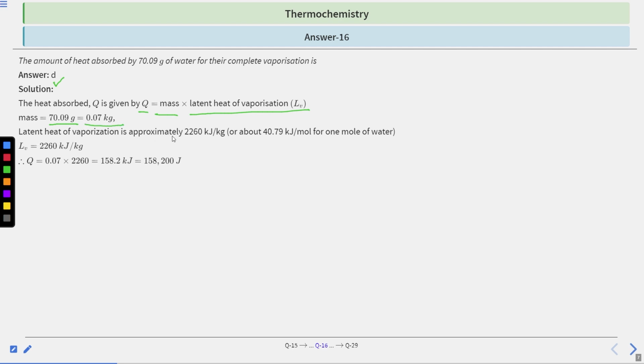The latent heat of vaporization is approximately 2260 kilojoule per kg, or about 40.79 kilojoule per mole for 1 mole of water. It is a known constant, so we use that here. We use the latent heat of vaporization in terms of kg, so it will be 2260 kilojoule per kg. So Q will be 0.07 mass multiplied by the latent heat of vaporization, and it will be equal to 1,58,200 joule. Okay, so option D is the correct answer.